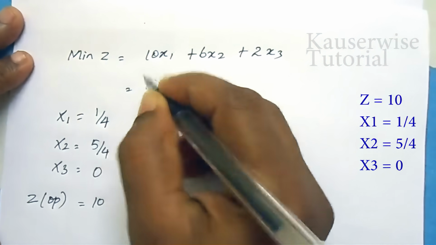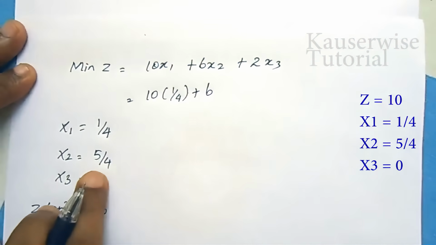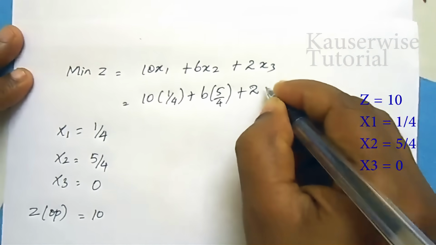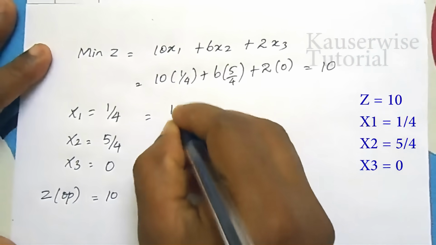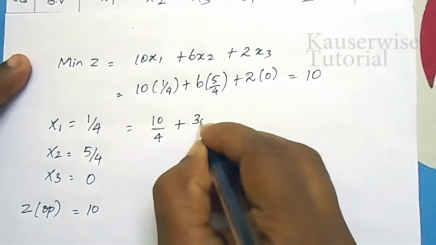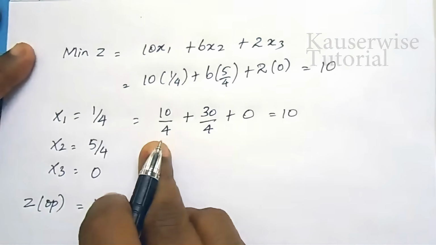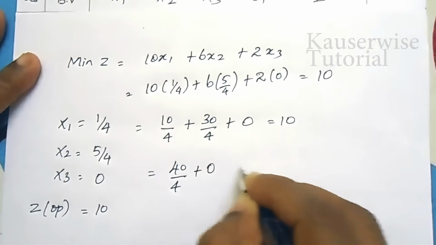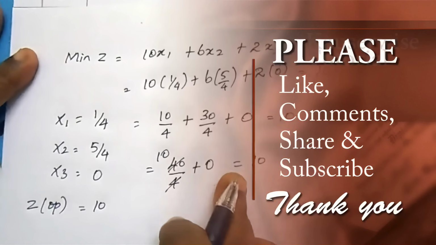That is 10 into x1 value 1 by 4, plus 6 into x2 value 5 by 4, plus 2 into x3 value 0 is equal to 10. 10 into 1 by 4, 10 by 4, plus 6 into 5 by 4, 30 by 4, plus 2 into 0, 0, is equal to 10. 10 by 4 plus 30 by 4 is equal to 40 by 4 plus 0 is equal to 10. 40 divided by 4 will get 10. 10 plus 0 is equal to 10.